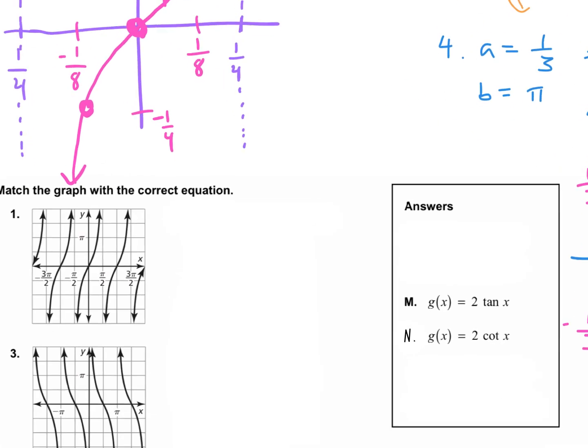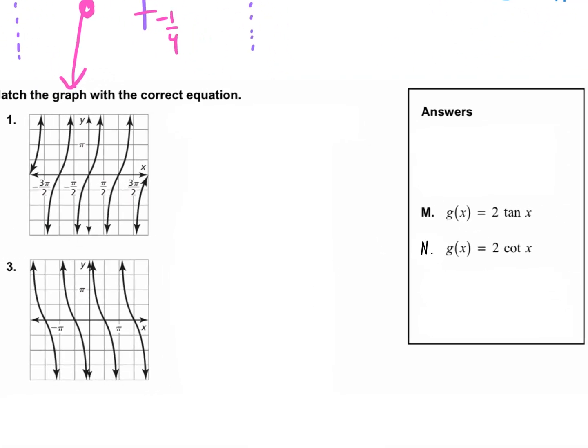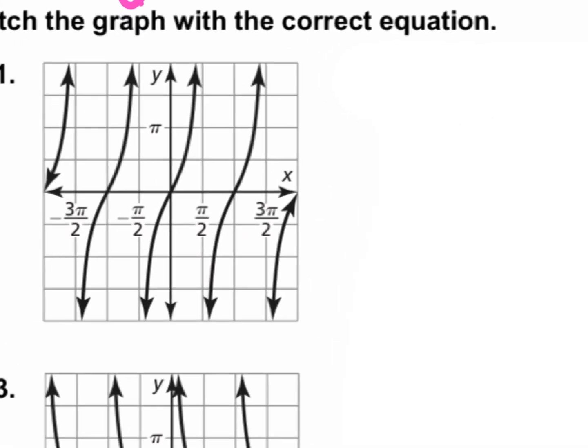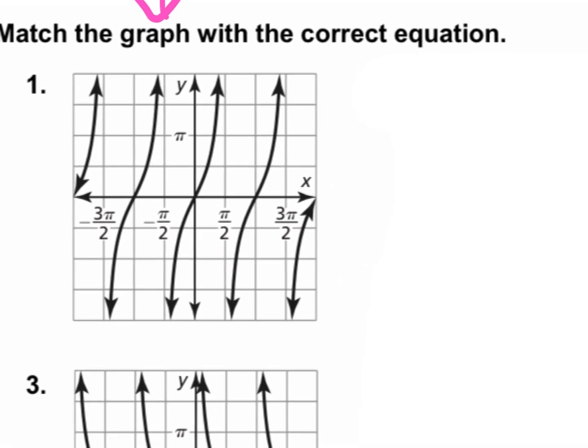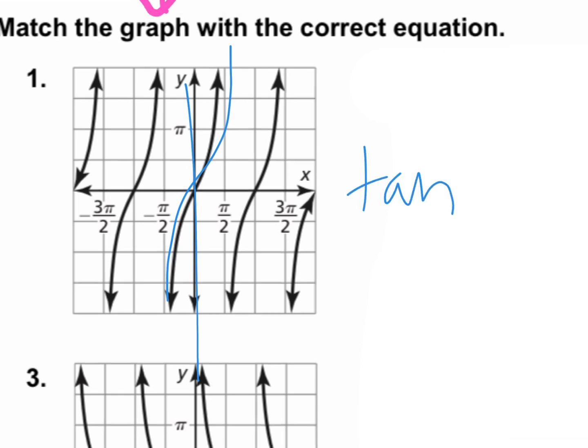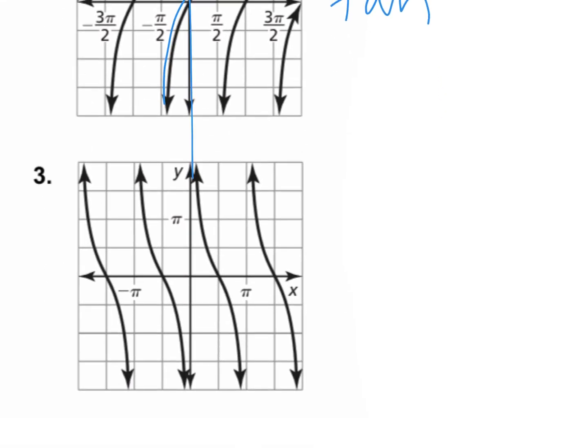All right, let's take a look at 1 and 3 down at the bottom. Again, we're matching. For number 1, do you think that's going to be a tangent graph or a cotangent graph? Tangent. Because not only does it go right through the y-axis, which only tangent does, it's also increasing. And tangent's increasing. So this is tangent. What do you think for number 3? Cotangent, because it's just on the right side. It doesn't go through that y-axis, and it's decreasing. So this is cotangent.